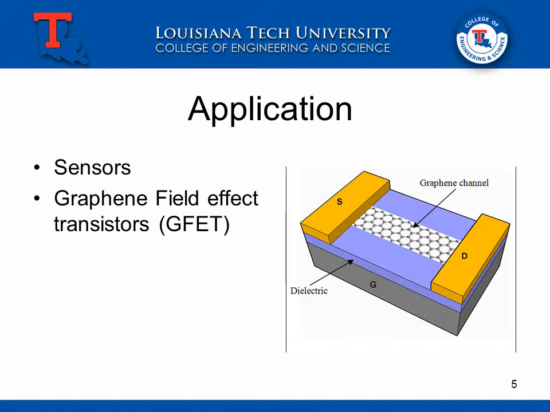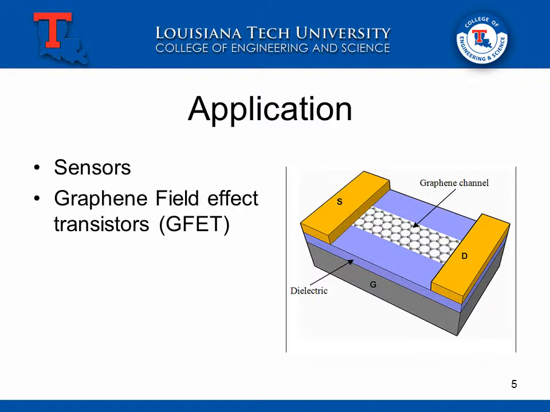Some of the other applications of graphene are its use in sensors and in graphene field effect transistors. Here you can see the picture showing the graphene transistor with the visible graphene channel and the source and drain regions on top of the dielectric substrate.